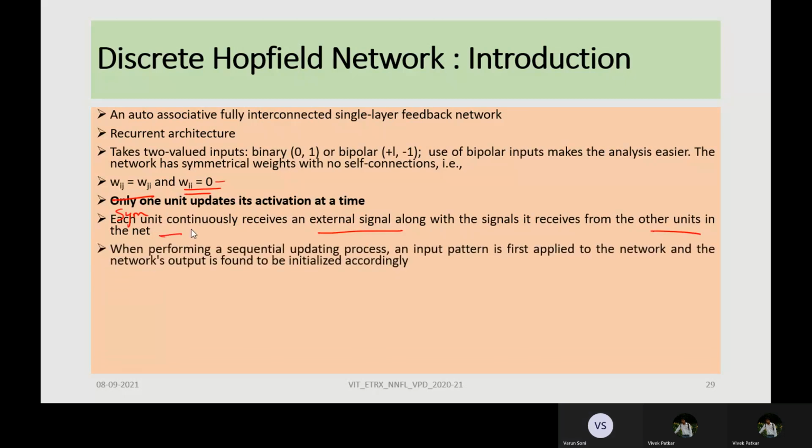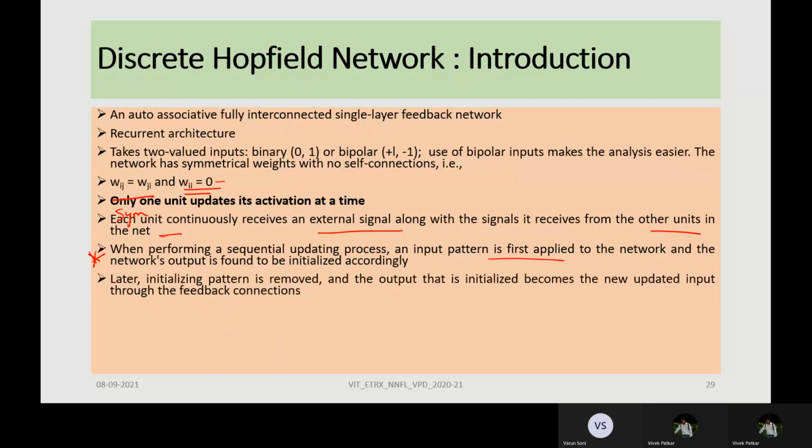Yes, sir. When performing a sequential update process, first the input pattern is applied to the network and the output is initialized accordingly. Clear? So first we assume that the pattern in the input is the output. Then we take feedback and continuously update. This point will be clearer when we solve the problem. Once the network starts, the initializing pattern is removed and the initialized output becomes a new updated input through the feedback connections.